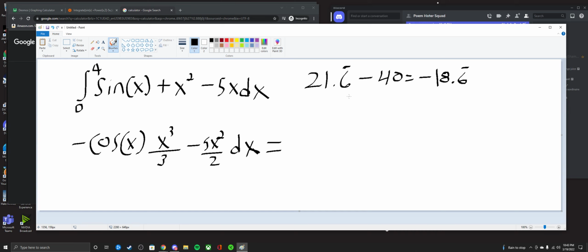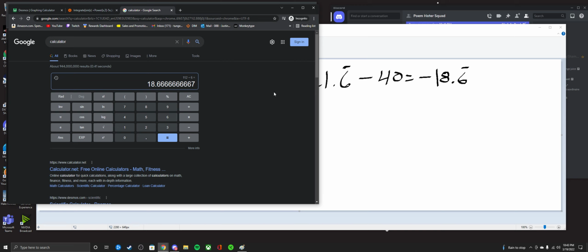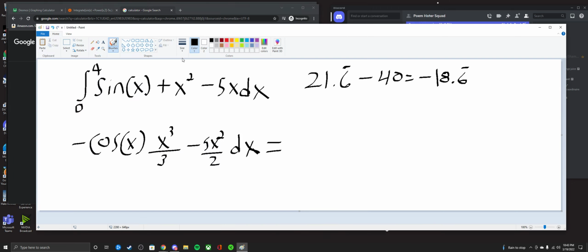And after, wait, is that true? What did I do? I did 64 divided by 3 minus 40. Okay, yeah, oh, no, that's what I messed up on. That's my fault. It's not 0.6 repeating, it's 0.3 repeating. That's why I was wrong. So 64 divided by 3 is 21.3 repeating, not 21.6. So 21.3 repeating minus 40 is 18.6 repeating. That makes more sense.